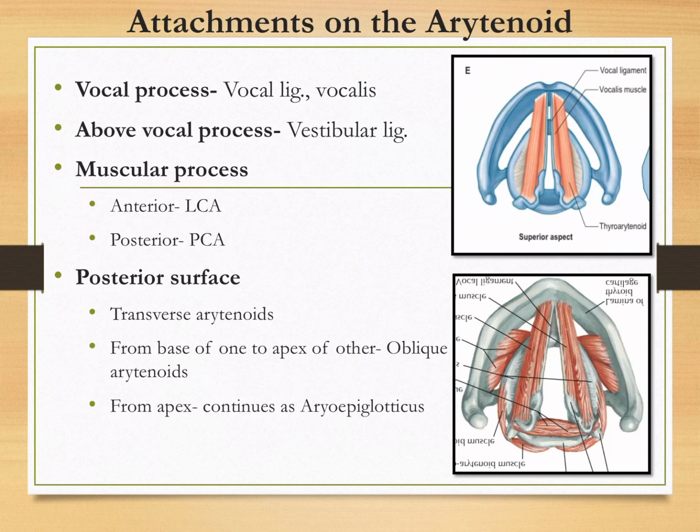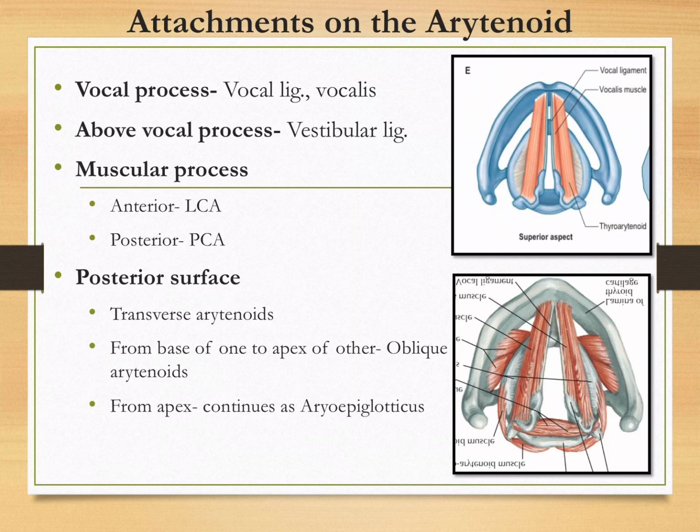Alright, the attachments on the arytenoid. Vocal process, vocal ligament, and just lateral to it is the vocalis muscle. You can see it on the top right diagram. Above the vocal process, the vestibular ligament. The muscular process anterior aspect gives rise to the lateral cricoarytenoid, abbreviated as LCA in the slide. Don't do that in your exam. The posterior aspect of the muscular process gives attachment to the posterior cricoarytenoid muscle.